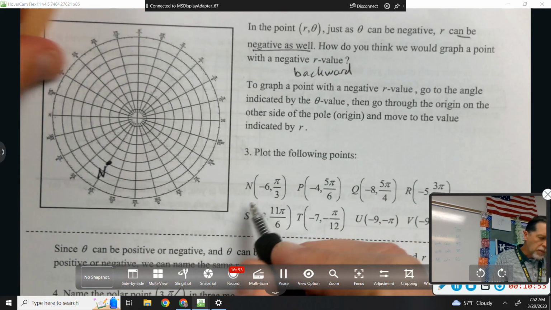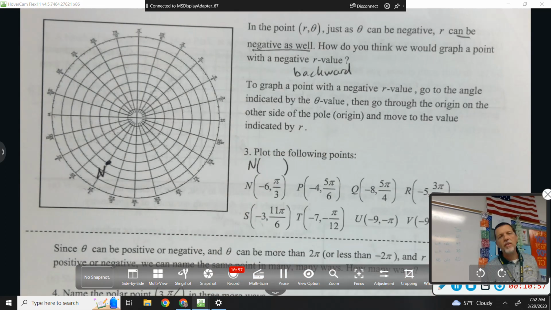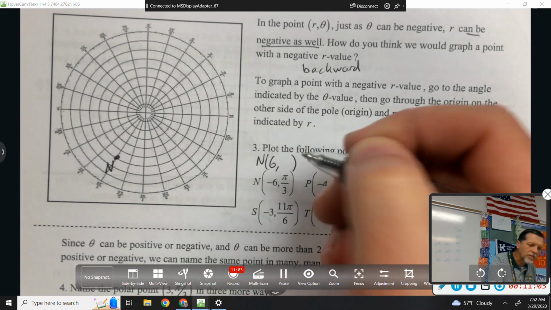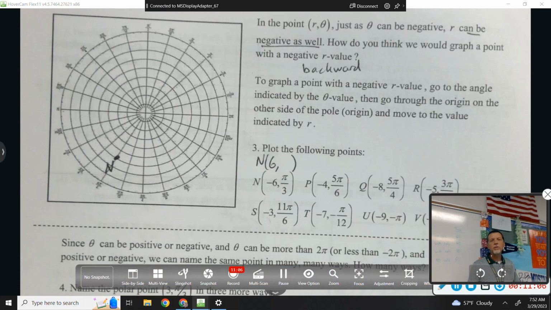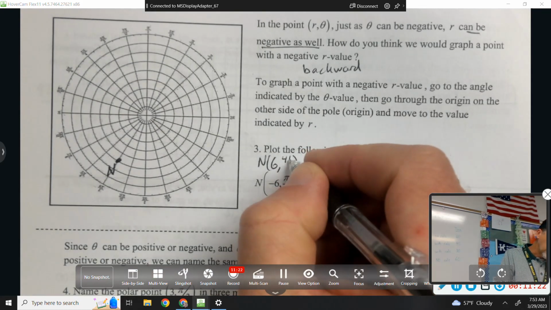By the way, how else could you describe point N before we start graphing others? If you didn't want to use the negative 6, if you wanted to use a positive 6, what angle would you use? What angle is it sitting on right now? It's hard to read, but it's sitting on 4 pi over 3.